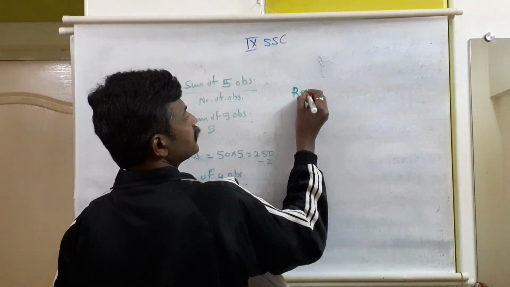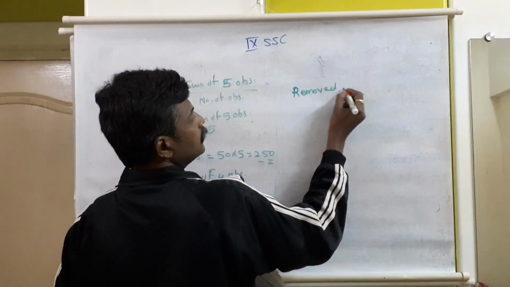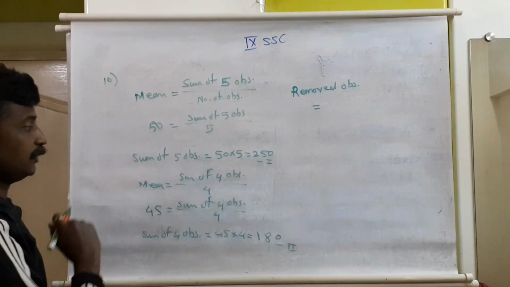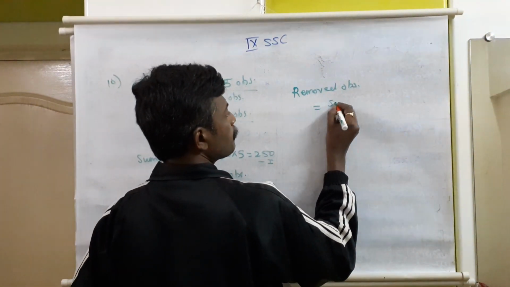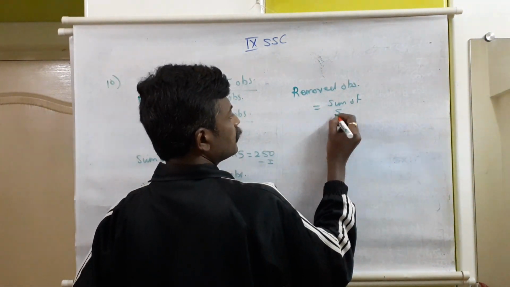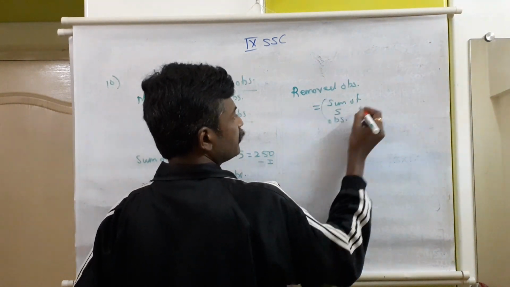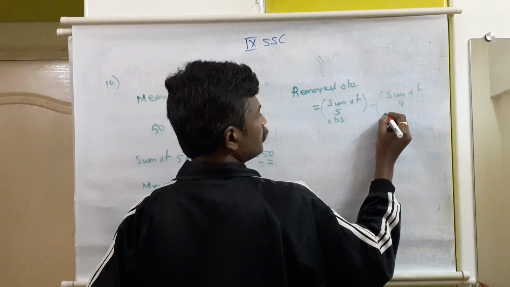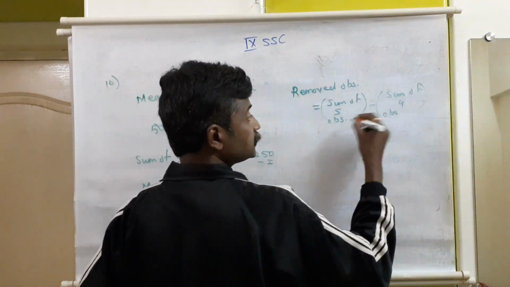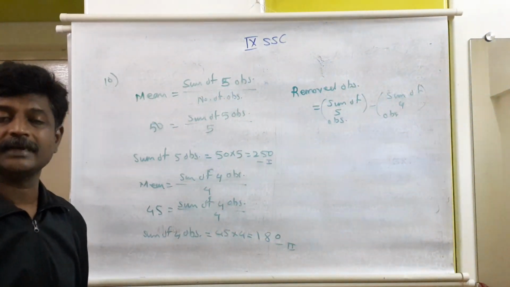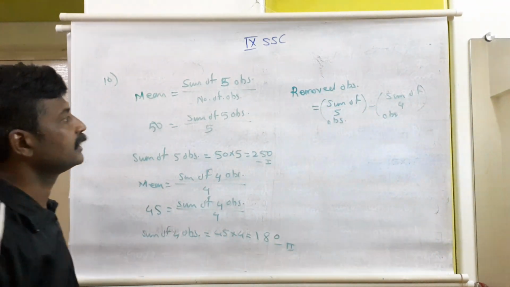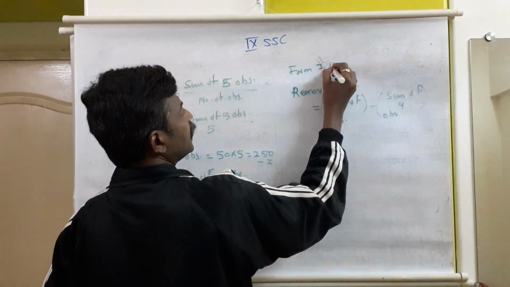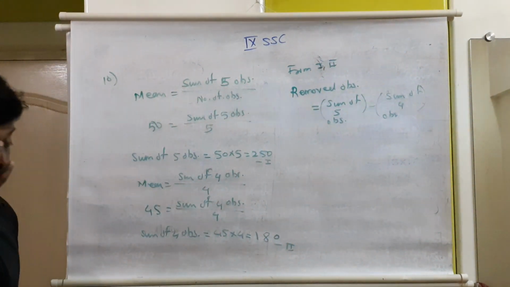So removed observation is equal to sum of 5 observations minus sum of 4 observations. One observation is missing, so if we subtract the total, we will get the required. Here we will write from equation number 1 and 2.